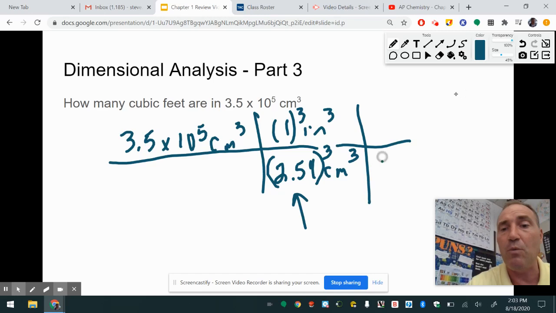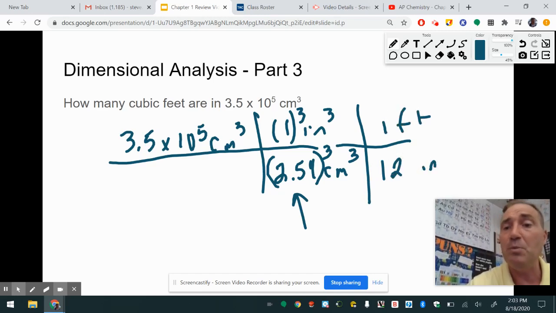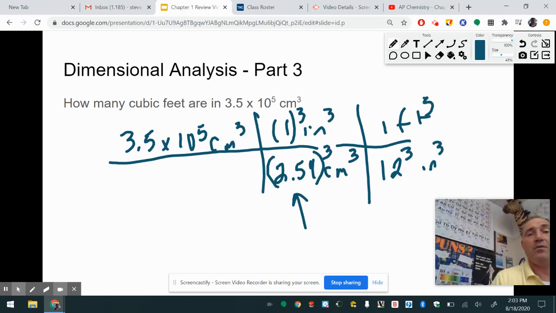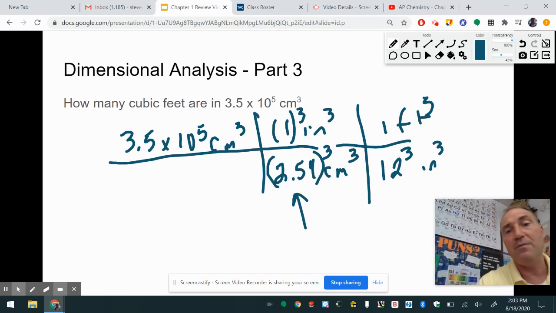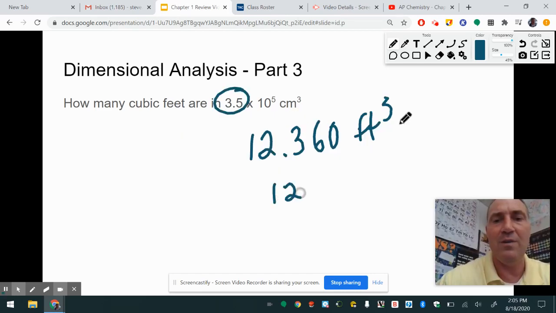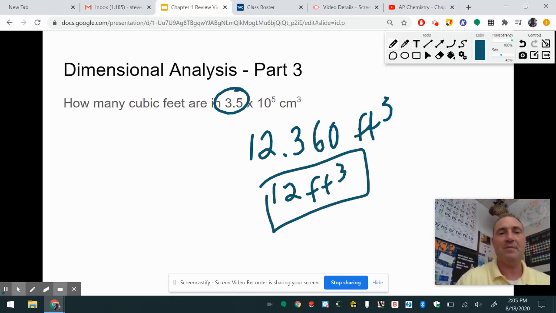And then there are what? 12 inches in 1 foot, right? But in a cubic foot, there's 12 cubed inches cubed in 1 foot cubed. So really what I have to do, the math behind this one, is 3.5 times 10 to the fifth, divided by 2.54, divided by 12 cubed, which gives cubic feet. All that work for 12.